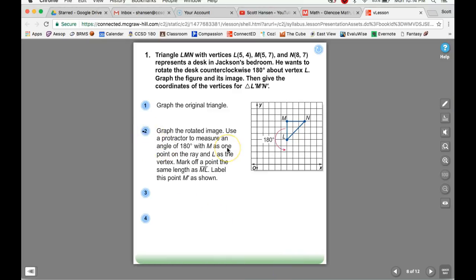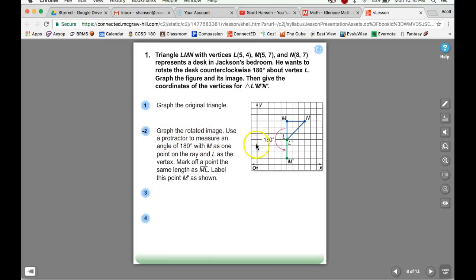Graph the rotated image, and it says to use a protractor. So I'm not really sure personally if it is as necessary to use a protractor for the fixed point on the figure as it is for the origin problems, which we'll get to. But at any rate, here's the basics of how to do this.